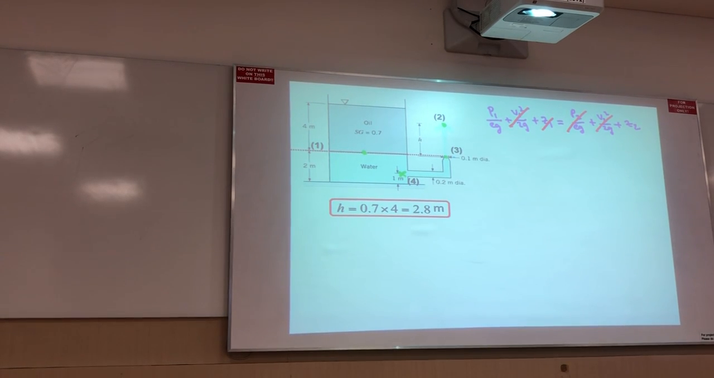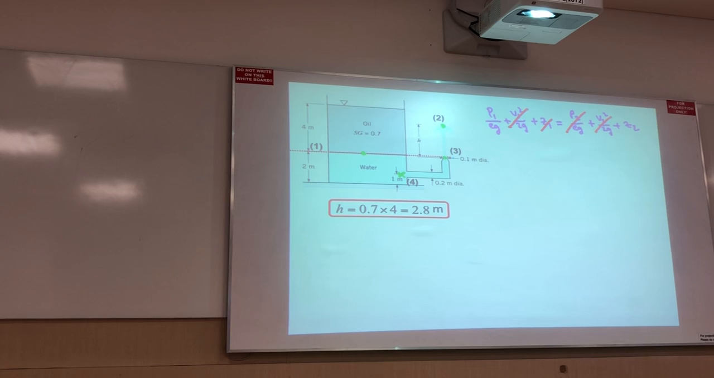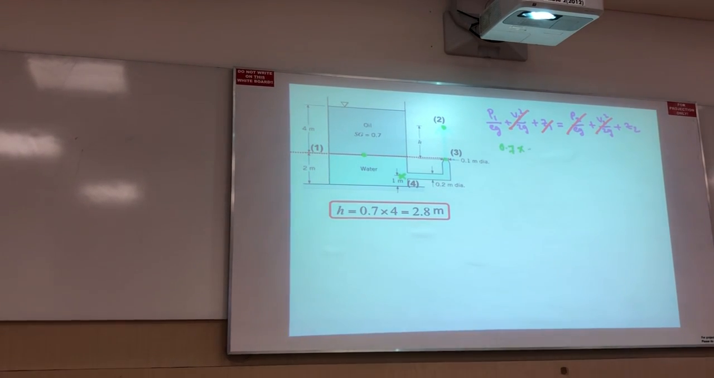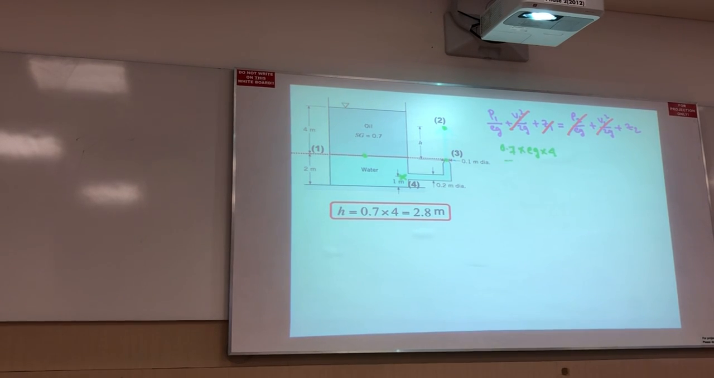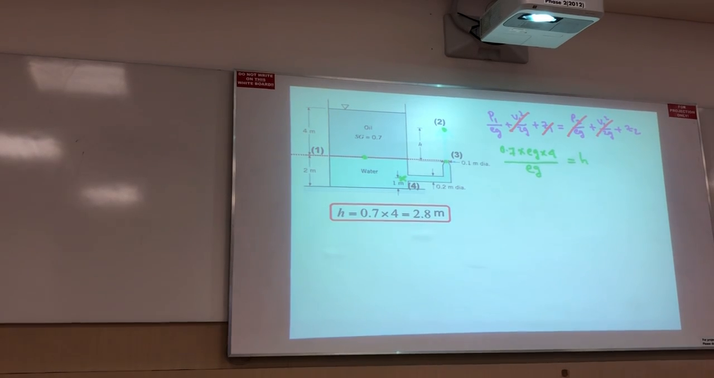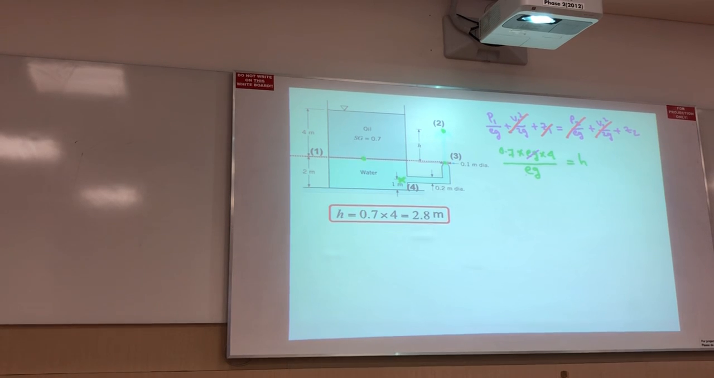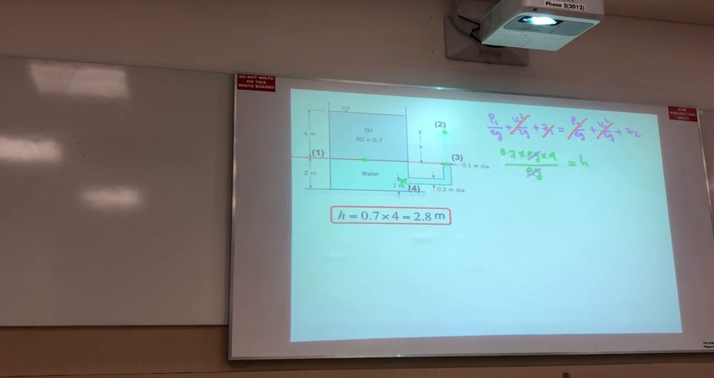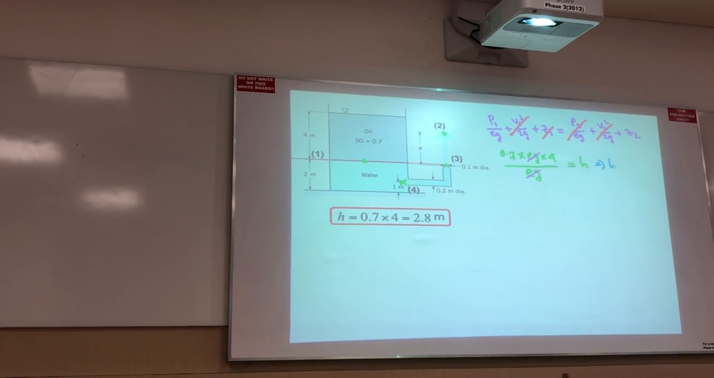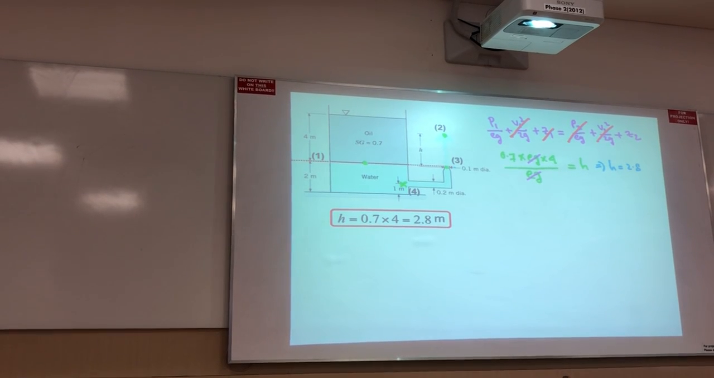Then P1, what is the value of P1? You remember? Tell me. 0.7 times kg of water times 4, right? By rho g. And Z2 becomes H. Am I right? Then, oh, life is very easy now. Just cancel, 2.8, right? Then I get H becomes 2.8. Done.